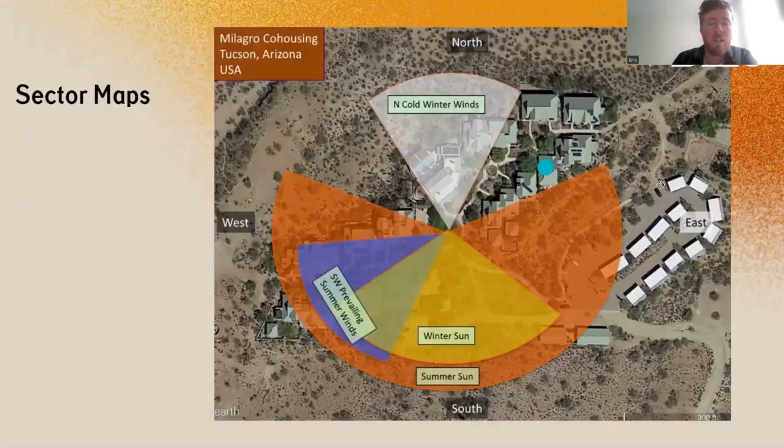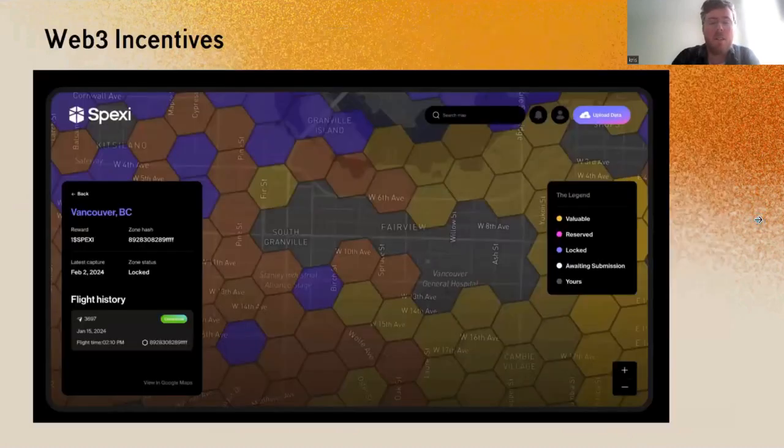Okay, so we've got this idea of maps being useful for regenerative land design. Coming on to think about what else we can do with mapping, one of the uses for mapping that's emerging within Web3 is to use mapping to generate token rewards and other rewards. There's this project called Spexy. It's still in beta, but their website is public, and this is their app.